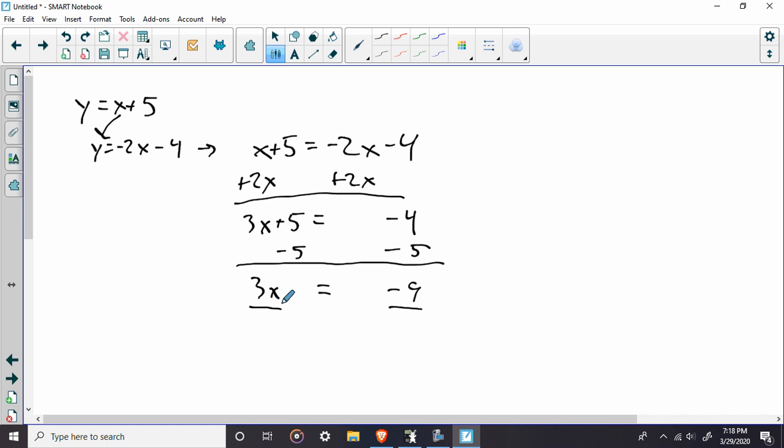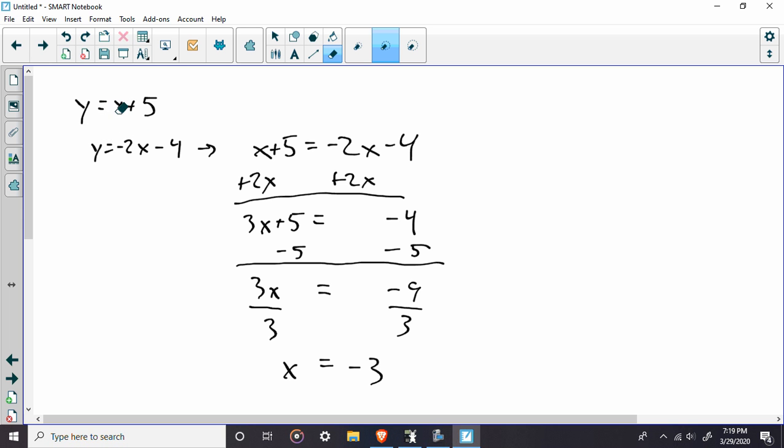So this is 3 times x. The opposite of multiplication is division. Negative 9 divided by 3 is going to be negative 3. Okay, now we're going to plug that back in to solve for y. I would suggest using the first equation.